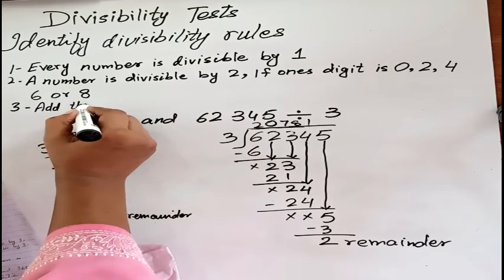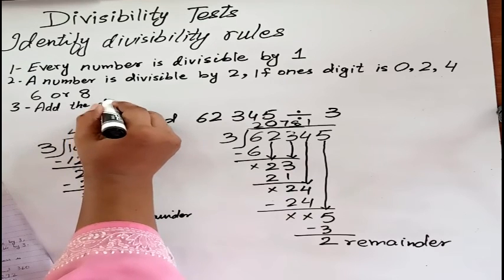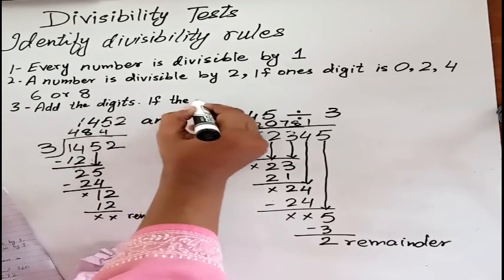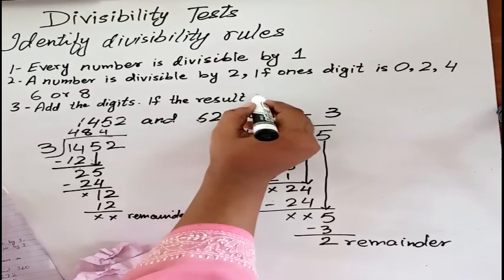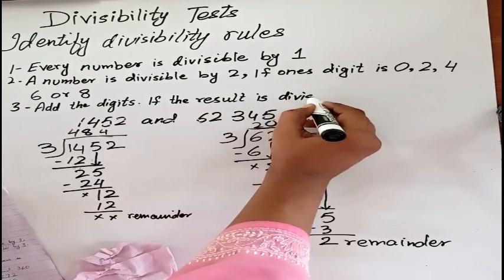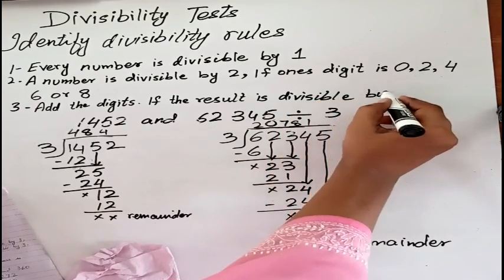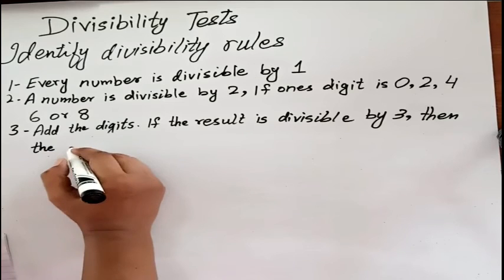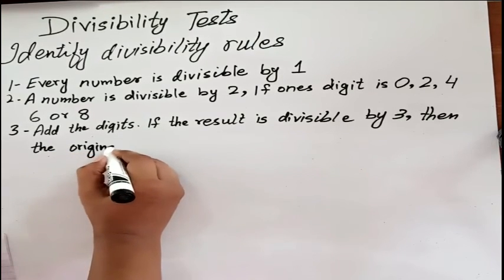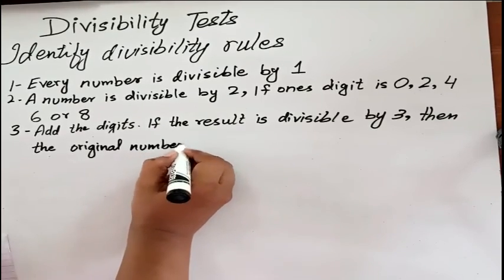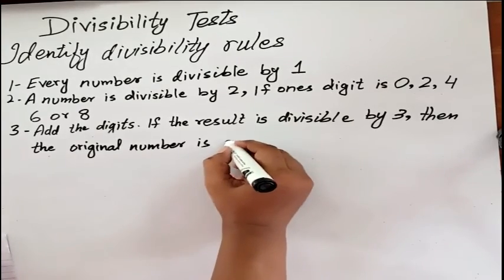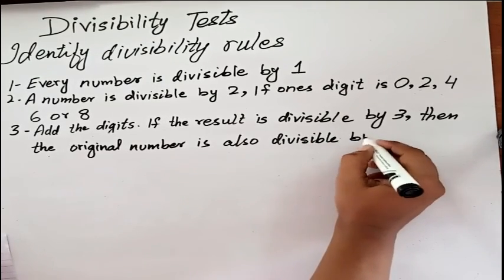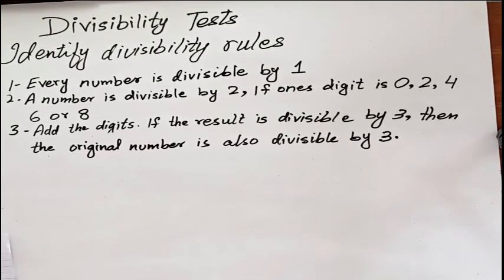Add the digits. If the result is divisible by 3, then the original number is also divisible by 3.